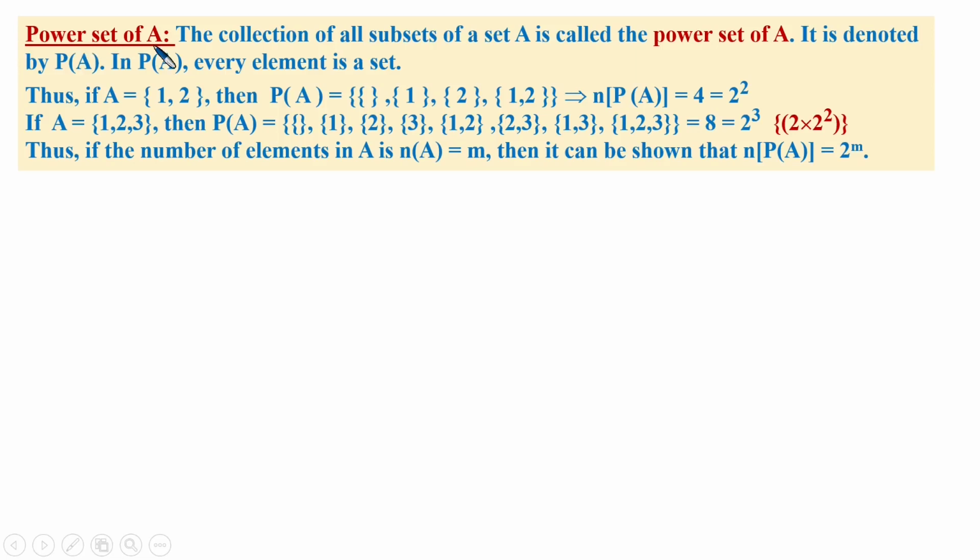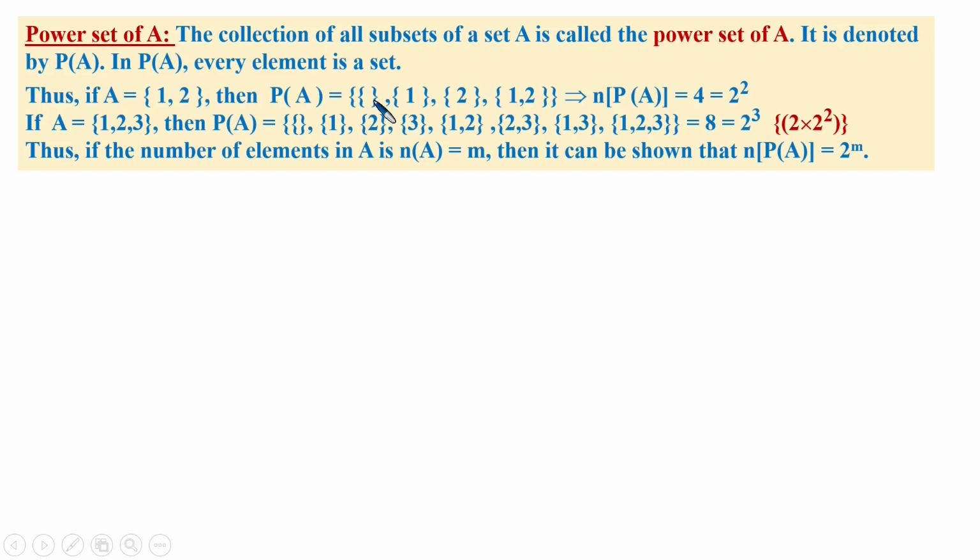Now the power set of A. In the introduction, in the first slide, we briefly mentioned what we mean by the power set of A. As I mentioned there, the collection of all subsets of a set A is called the power set of A. It is denoted by P(A), and in P(A), every element is a set. So what do we mean by every element being a set? Suppose you have set A containing these two elements. The set containing only element 1 is a subset of A, and the set containing only element 2 is again a subset of A. So all these elements are subsets of A.